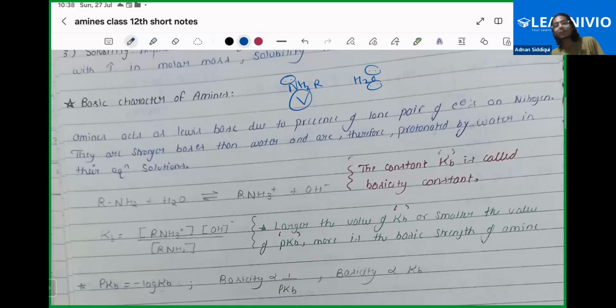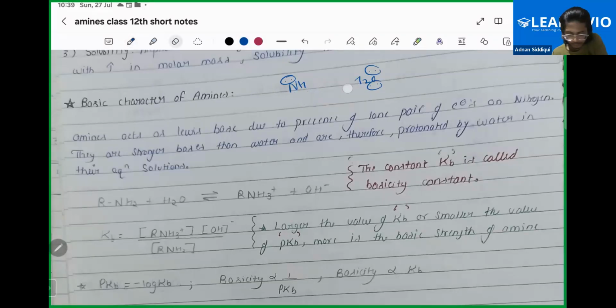What is the main purpose of a base? What does a base want to do? A base wants to take H positive ions. How is it going to do that? By donating its lone pair. Out of nitrogen and oxygen's lone pair, which one will be more easily able to donate its lone pair? Nitrogen, because it is less electronegative. So you were the one who came up with the answer, right? Yes.